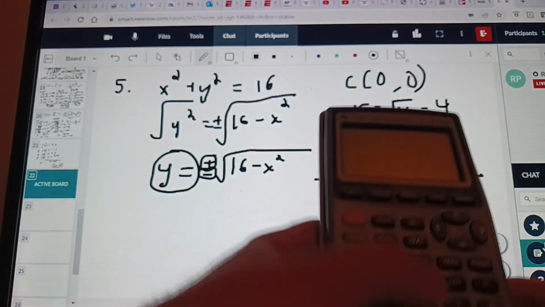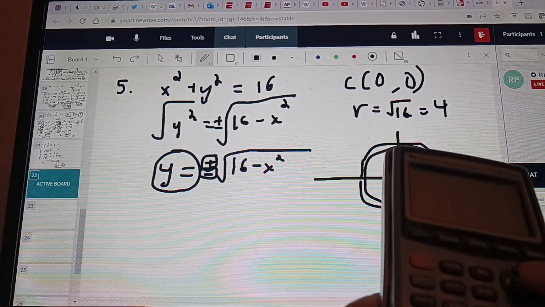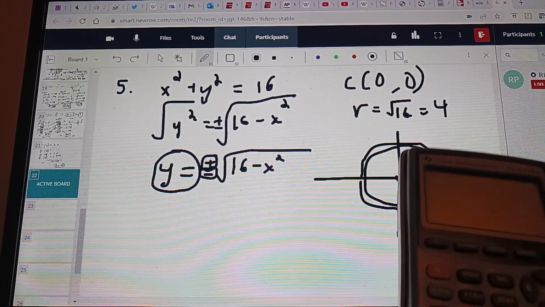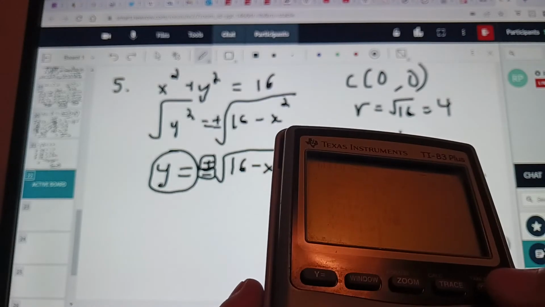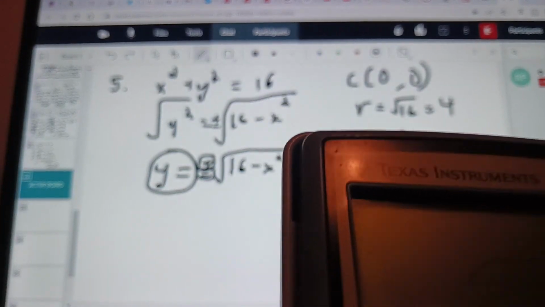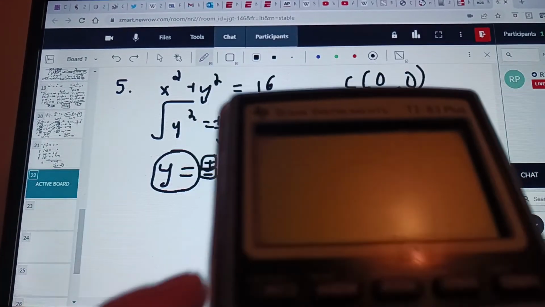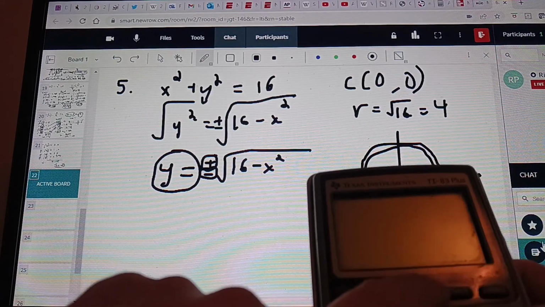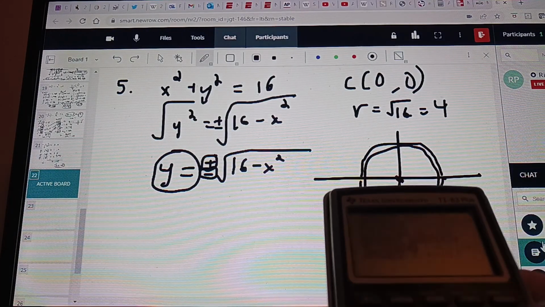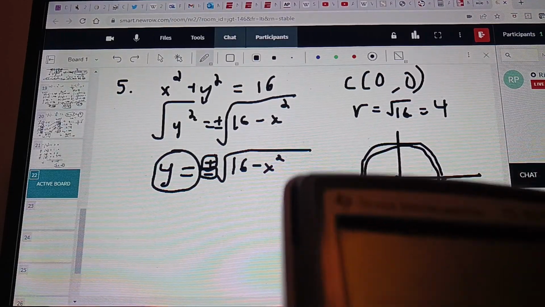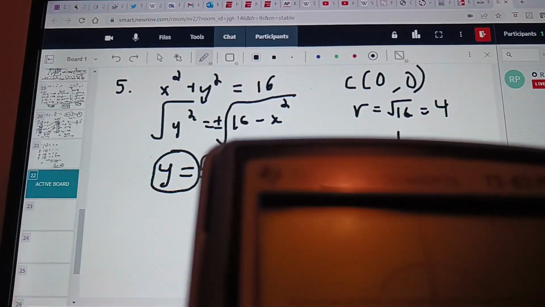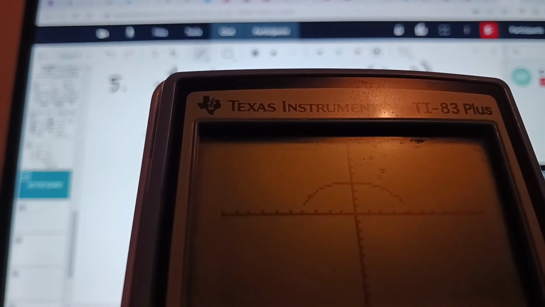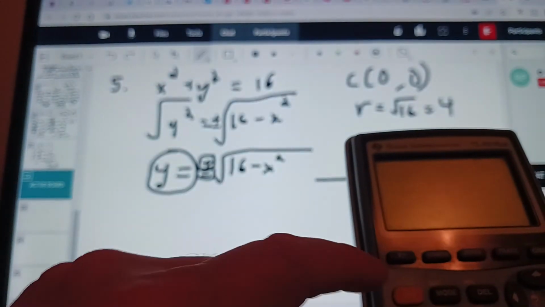And let me check the window real quick. Okay, so then if I graph it, I'm going to get the top portion of a circle. And the axes are turned off. Let me put them back on. Axis on. Okay, graph. So there's a top portion of a circle only there, if you can see that. That's from just putting the positive version in.